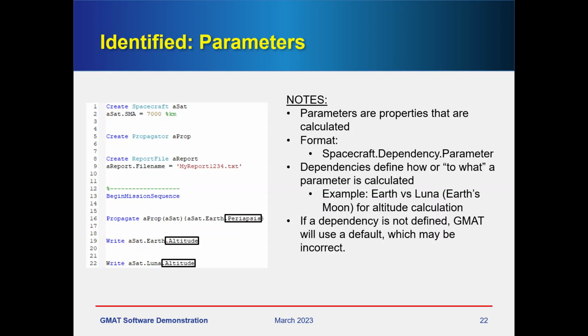In line 19, the write command tells GMAT to calculate and write the altitude of ASAT with respect to Earth. In line 22, we tell GMAT to calculate and write the altitude of ASAT with respect to Luna, or the Earth's moon. The key point here is that if a dependency is not defined, GMAT will use a default, which may be incorrect for your use case.